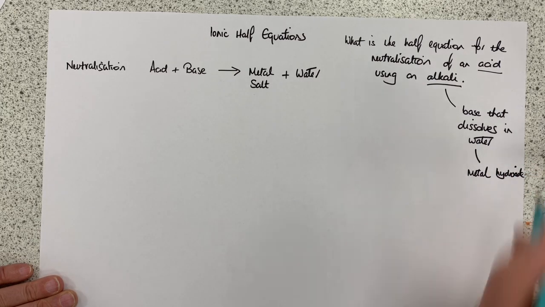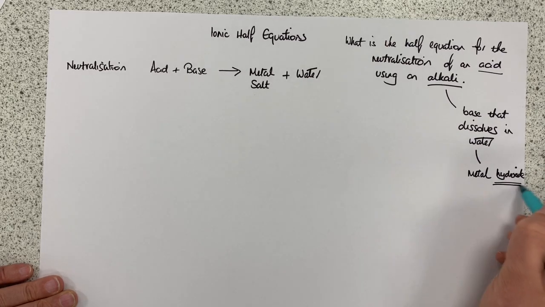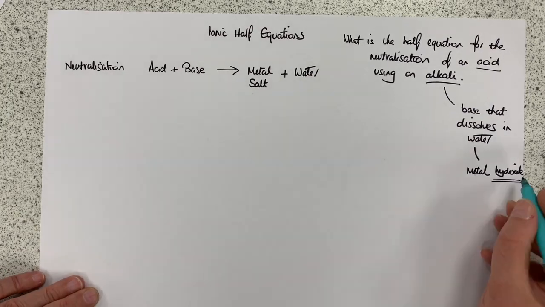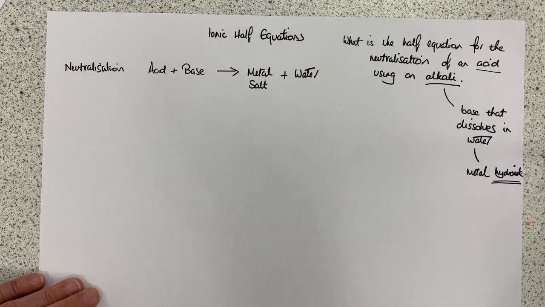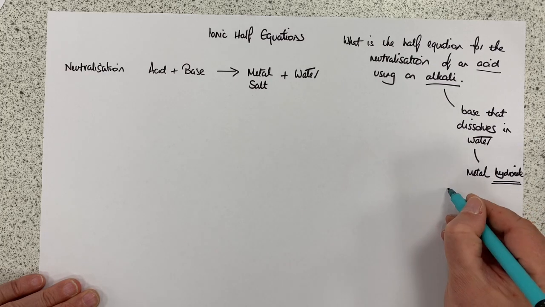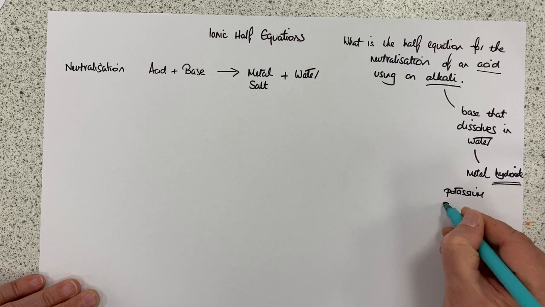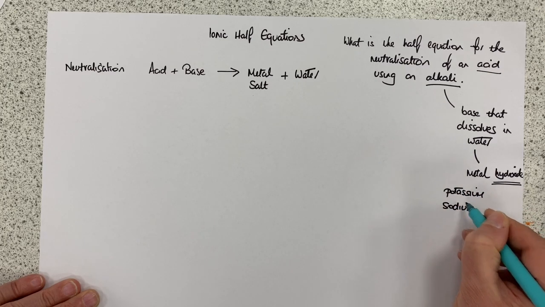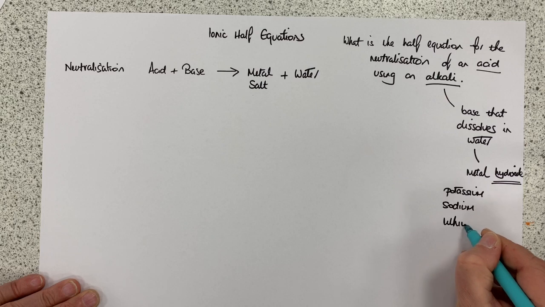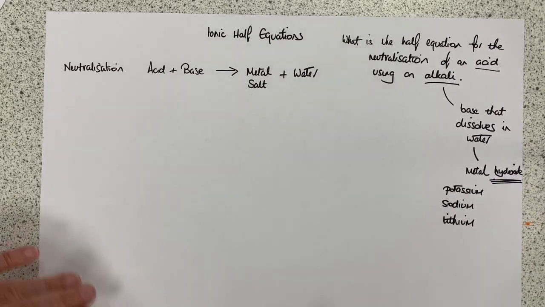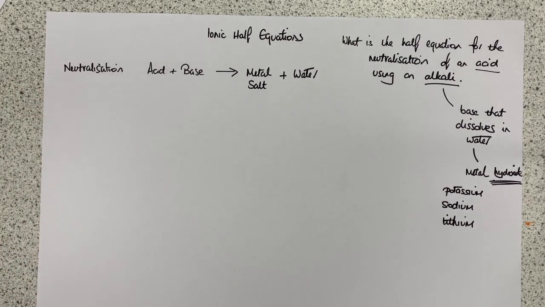Oh dear, I've run out of space. But now I've got to point one nasty little thing in. It's actually not any metal hydroxide. Think about solubility rules. It will be potassium, sodium, or lithium hydroxides. Because from your solubility rules, you know that most metal hydroxides are insoluble. That's the stuff that looks like bogies when you do a precipitation reaction.